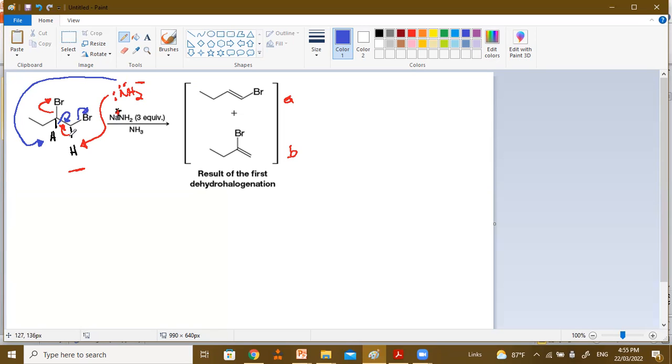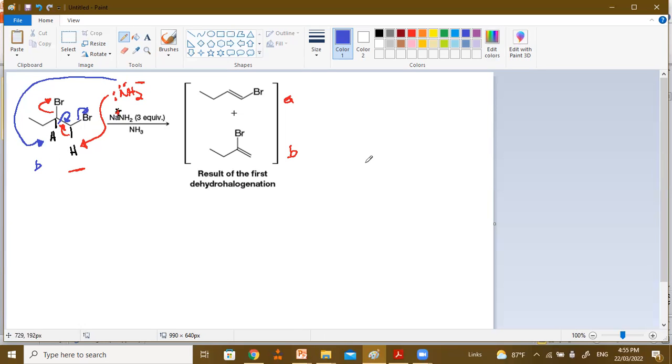So what is your product? If this second hydrogen will be abstracted, is it A or is it B? Of course, it will be letter B. You'll get your product here. So you have two alkynyl bromides that will be obtained in this kind of reaction, if we have our substrate.